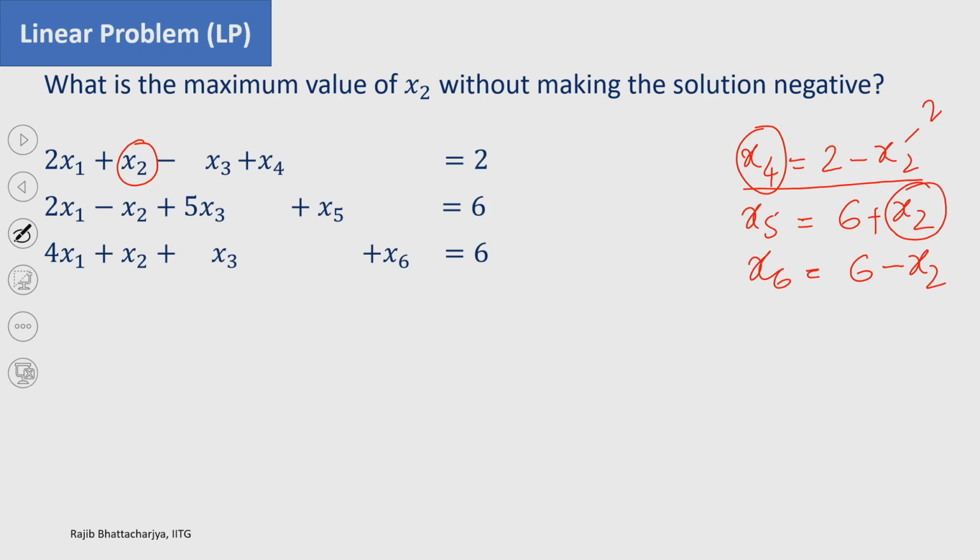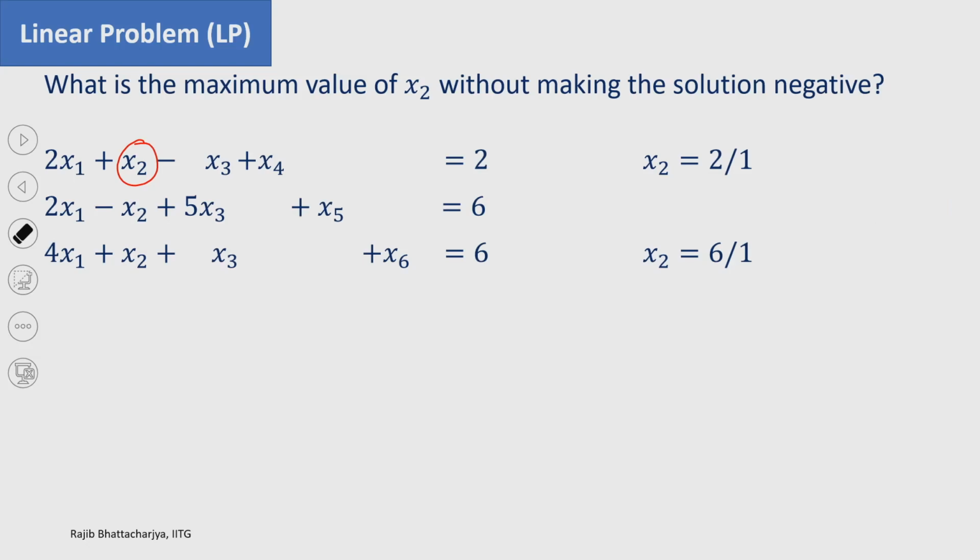Now, if I consider this one, I can go up to infinity, is it not? I can go up to infinity and x 5 will never be negative. So, I can say in this case this is unbounded. And in the third equation, the maximum value of x 2 is 6. In that case x 6 will not be negative. But if I put x 2 equal to 6 in the first equation, that is x 4, then x 4 will be negative and I will get an infeasible solution.